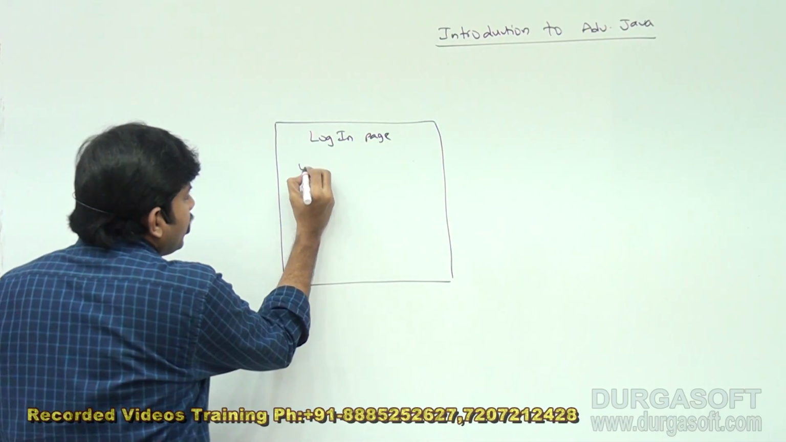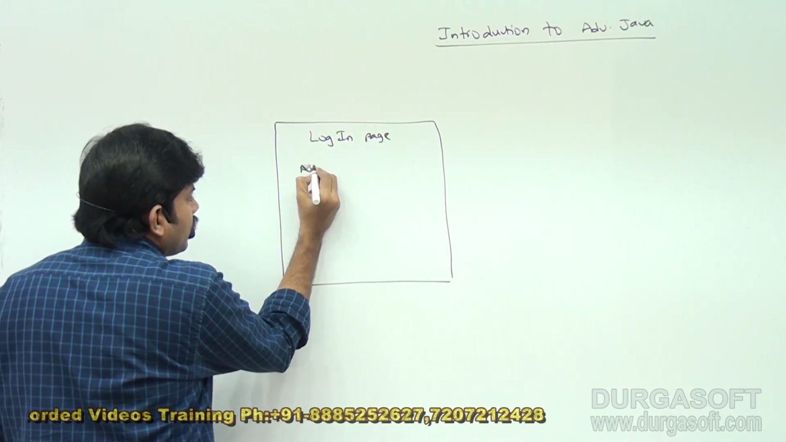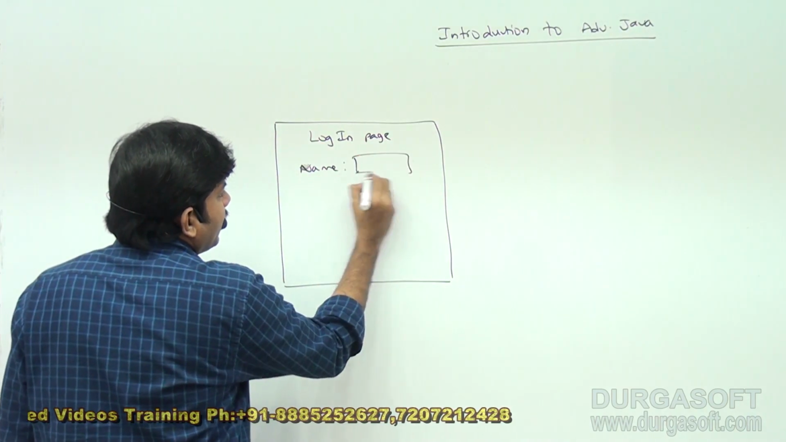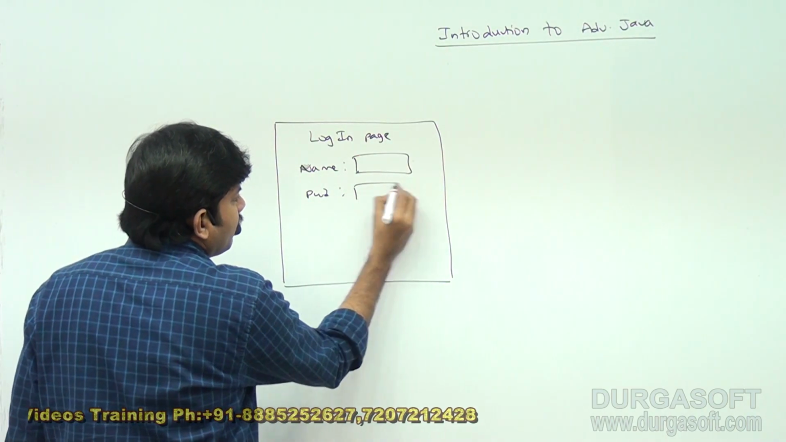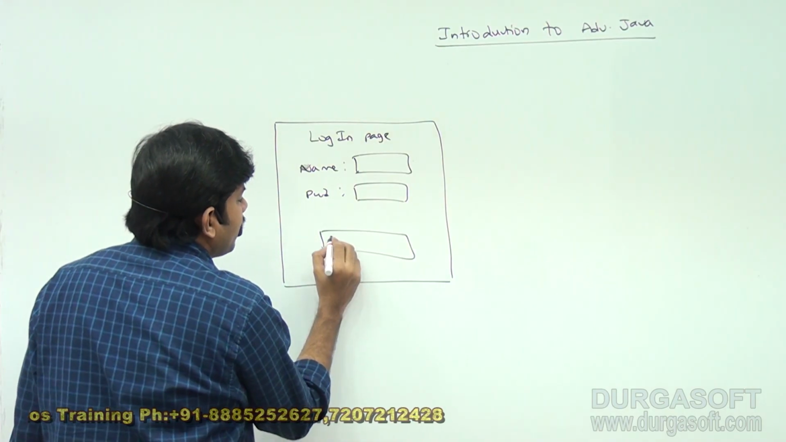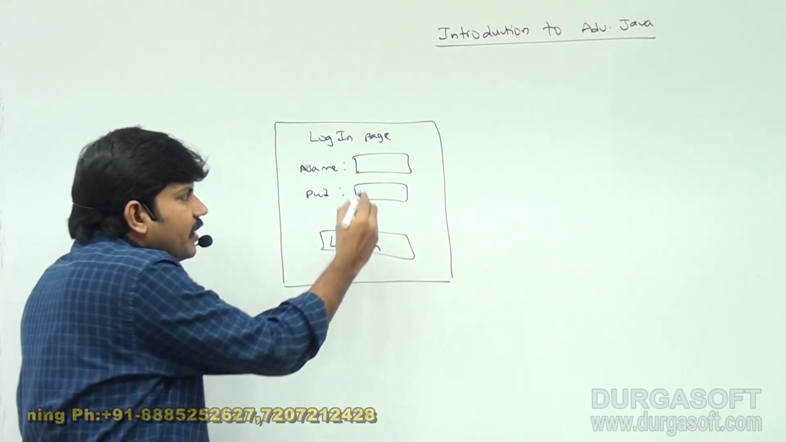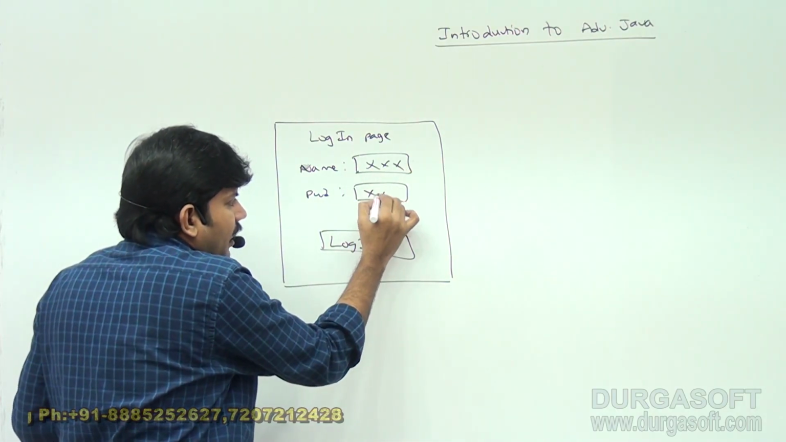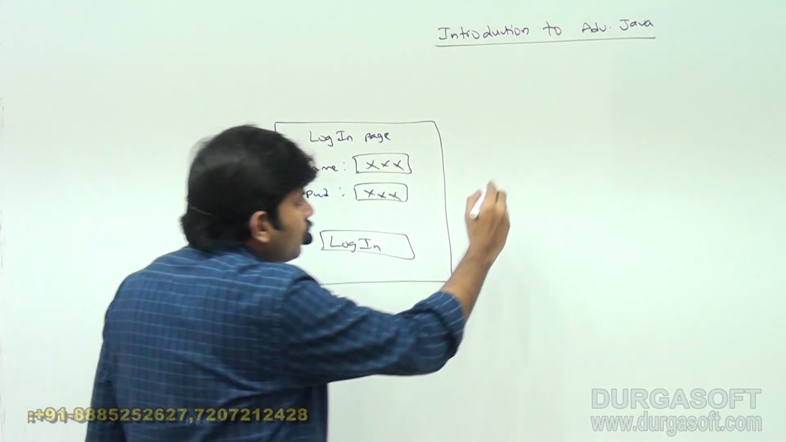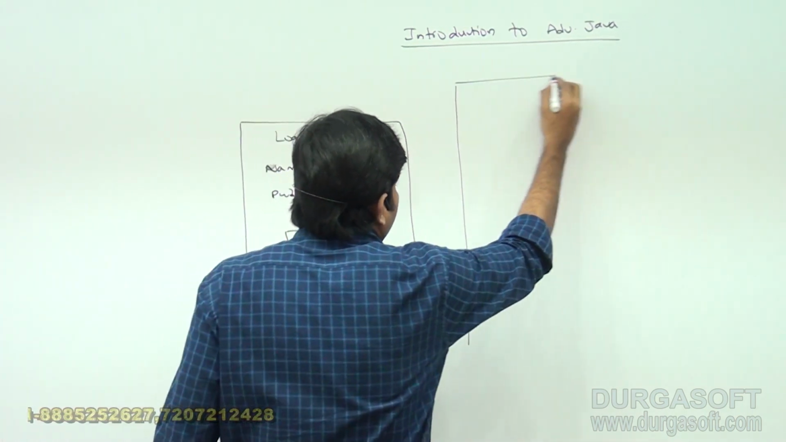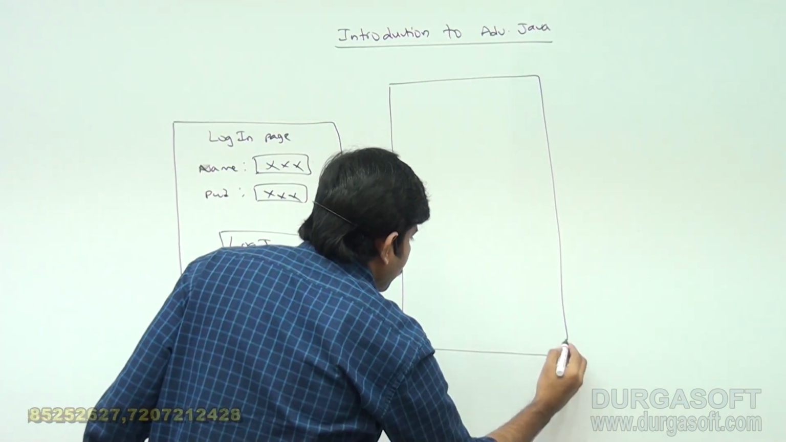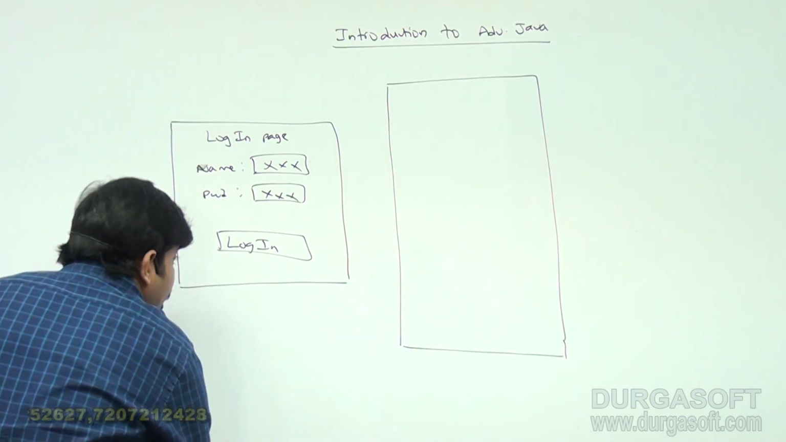Login page. Here I have to enter the username. Next, what do I have to enter? Password. Next, submit, or otherwise a login button is there. Login. If I enter username and password and submit, now the request will go to the server, right?